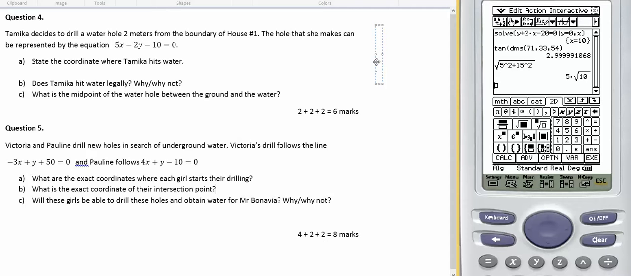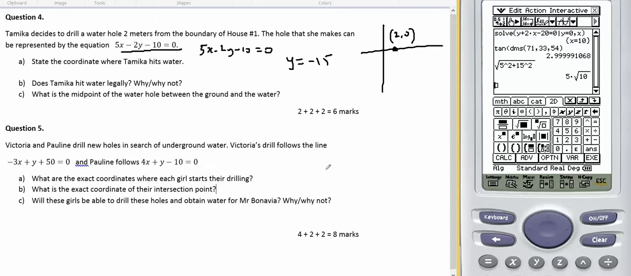So, to work out where she starts drilling, 2 meters from the boundary of house 1, she starts drilling at (2, 0). The hole that she makes can be represented by that. State the coordinates where she hits water. Well, for that, 5x minus 2y minus 10 equals 0, and she'll hit water when y equals minus 15.